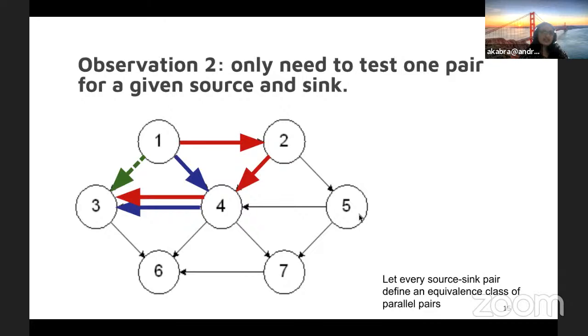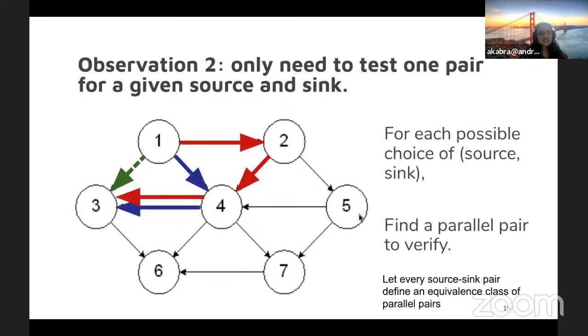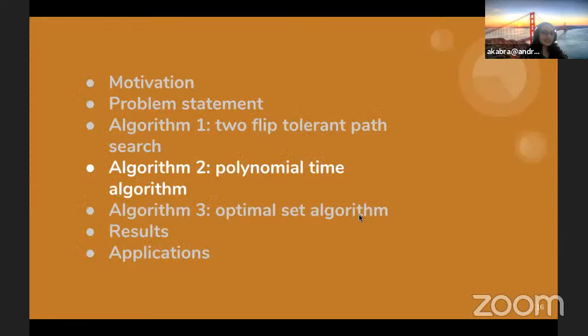We only need to verify one representative of each equivalence class to check the entire graph. And this observation allows us to write a new algorithm that first makes a choice of source and sink, and then finds a representative pair for this choice. The number of paths is asymptotically tight, but it is not minimal yet.